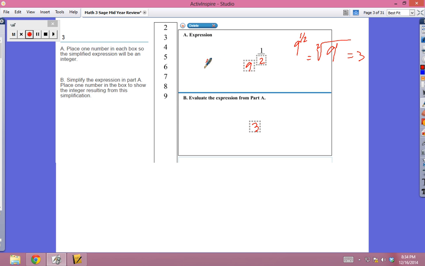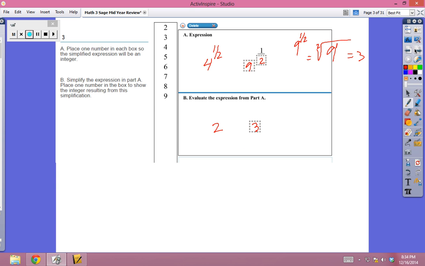Or you could do 4 to the 1/2, and 4 to the 1/2 would equal a 2. So there's 2 answers that you could choose from, either 9 to the 1/2 or 4 to the 1/2. But that is it. So there's kind of more than one right answer.